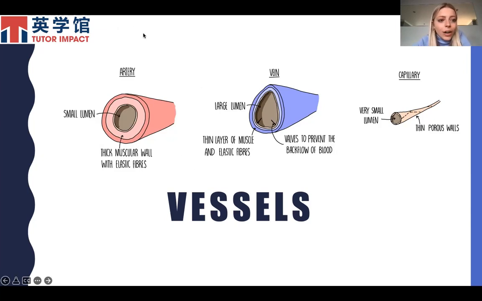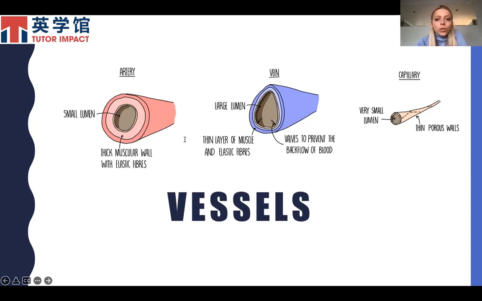The inner lining of the arteries, which is called the endothelium, is also folded, which allows the artery to expand and helps it to withstand this high pressure. And the small lumen, which is the part in the center, also helps to maintain that high pressure so that the blood is carried around the body.